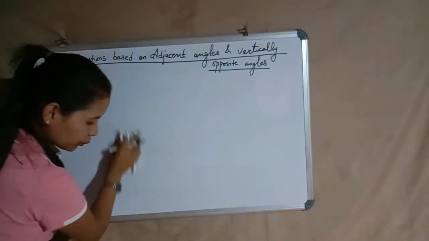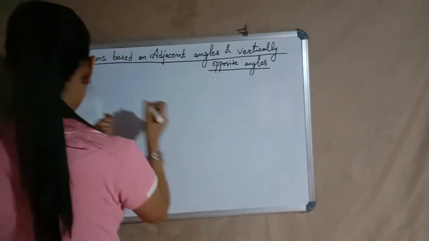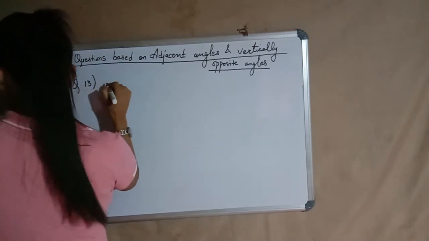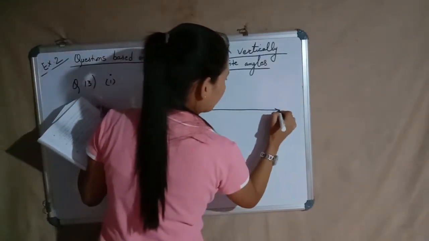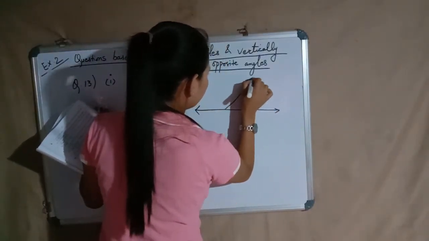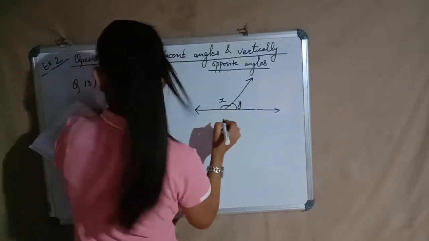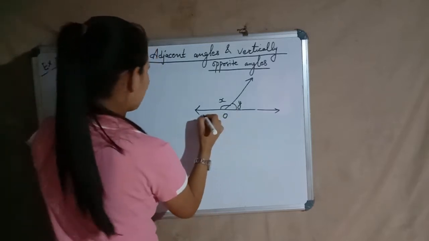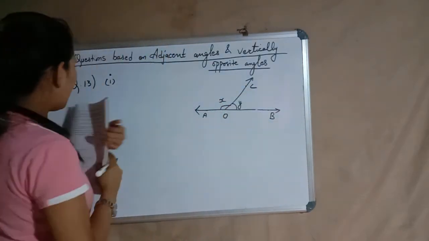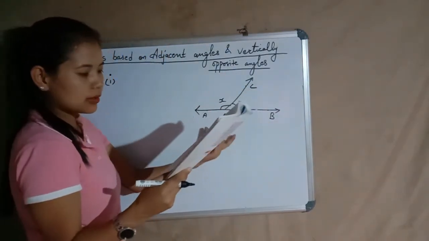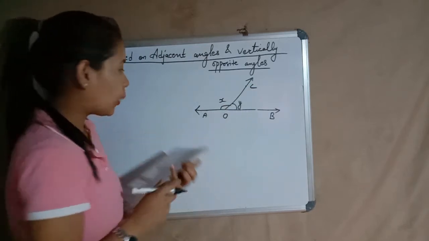Now I'll be taking another question, that is question number 13, part 1. The diagram is given here, and we have x, this is y, this is how it is. So this is the question, and it reads, in the adjoining figure, if x equals 105 degrees, what is the value of y?